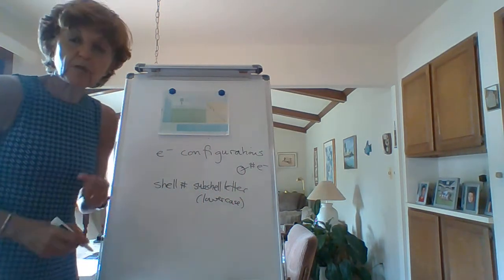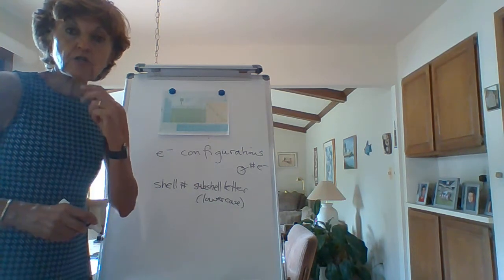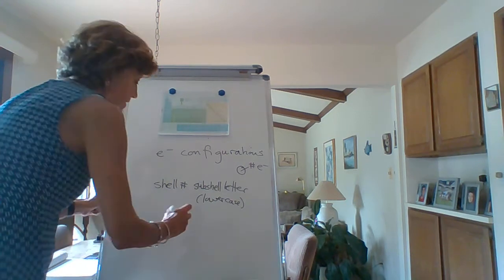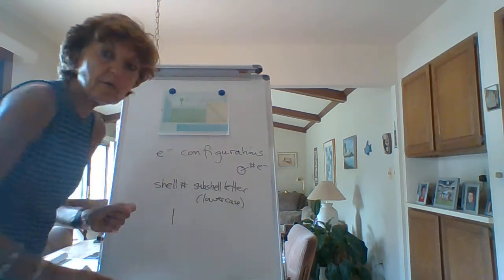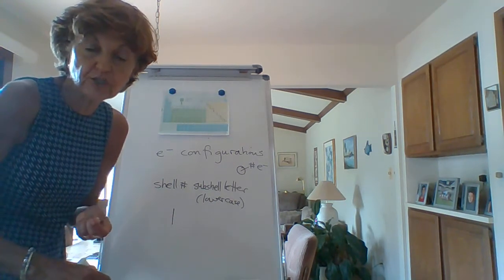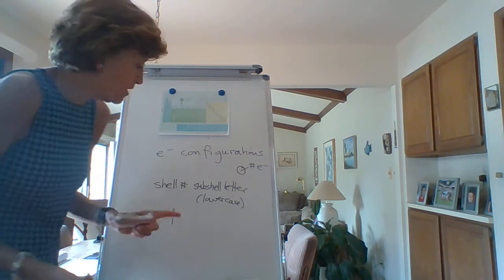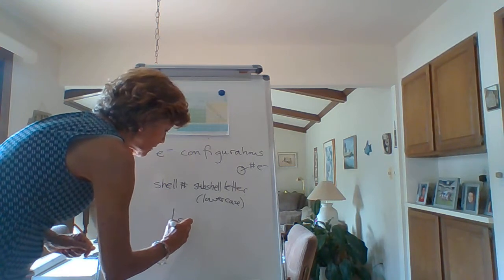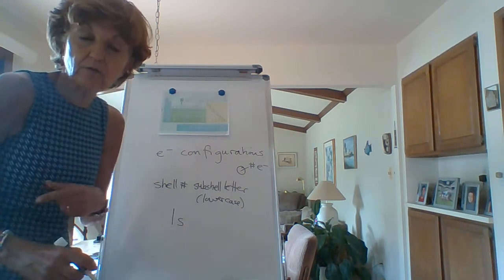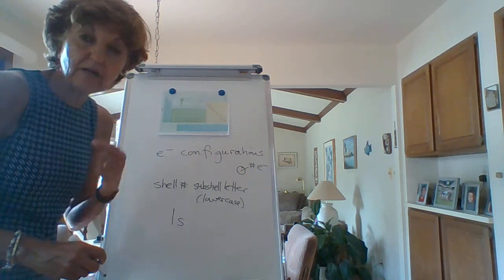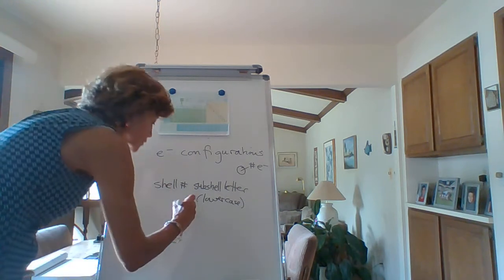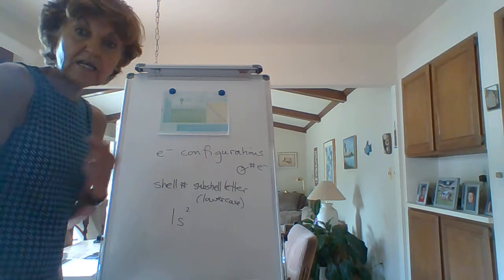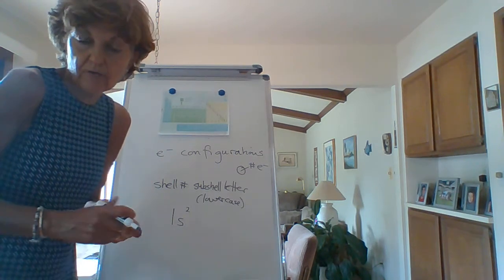So for example, if you have 2 electrons in the first shell, you would write down 1. Remember what subshell is found in the first shell. The only one is S. So you would write 1, you'd write the shell number. And then you'd write lowercase s because it's found in the S subshell of the first shell. And then you'd write a superscript 2, 1s2. That is the beginning of electron configurations.